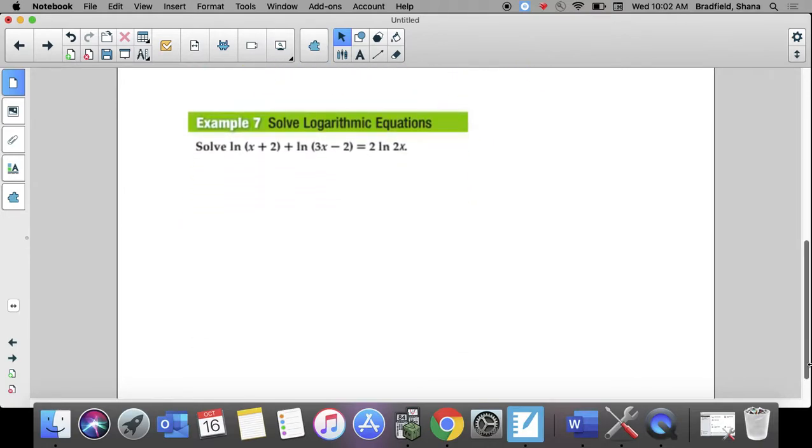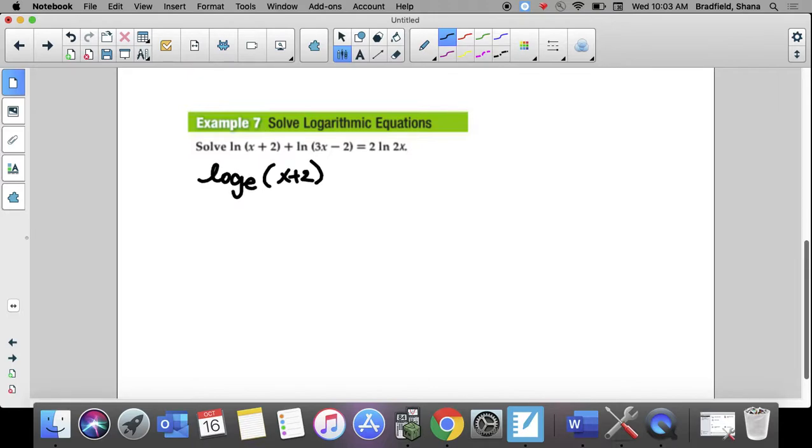All right, the next one, we just happen to have a natural log, but we're not going to freak out over that. If you want to, you can make it log base e. So I can have log e of x plus 2 plus log e of 3x minus 2 equals 2 log e of 2x. So they're all log base e, but I really just want, if I'm going to have them, I need to only have one on each side.